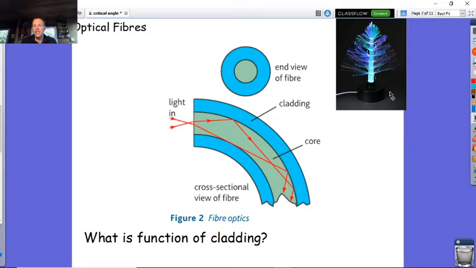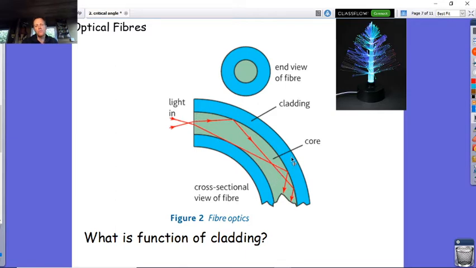When you look at the Christmas tree like this, it's an optical fiber one. You can see the light coming out, and the light seems to be trapped in these little optical fibers. So what you've got is a very thin piece of material which light can go through, in this case blue light. Here you haven't got it, but normally you've got a cladding around the outside.